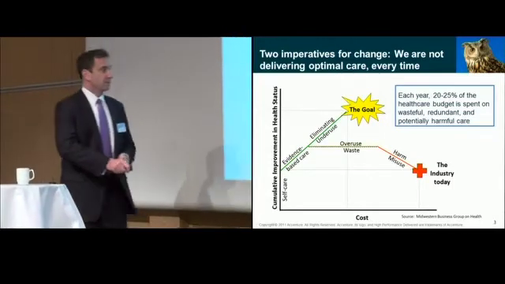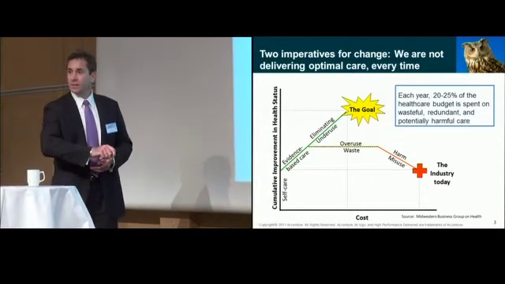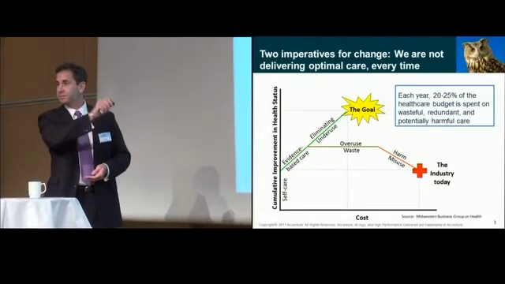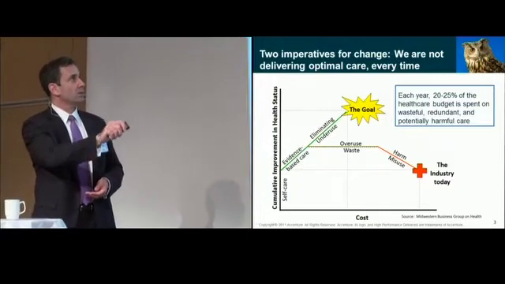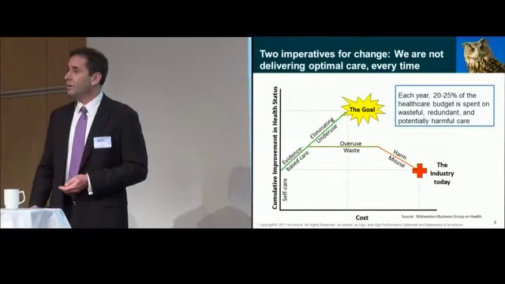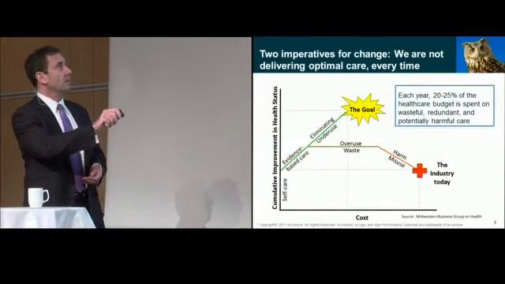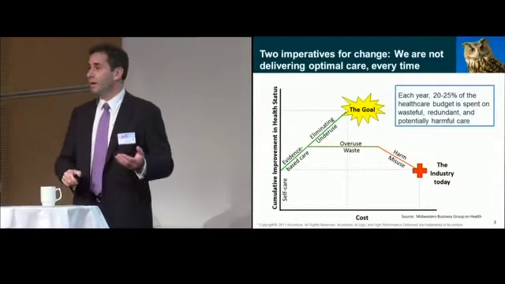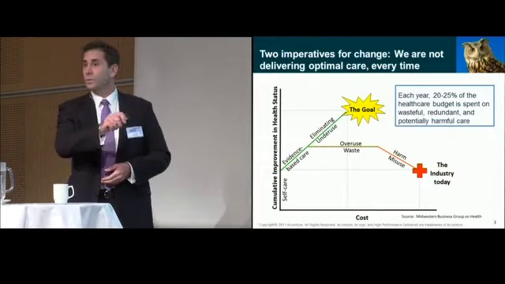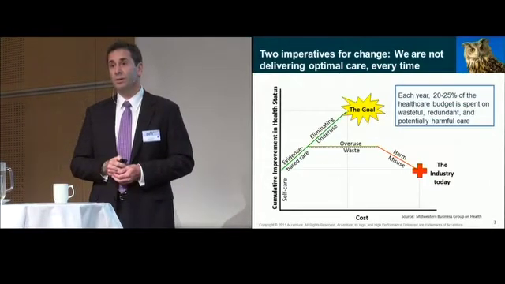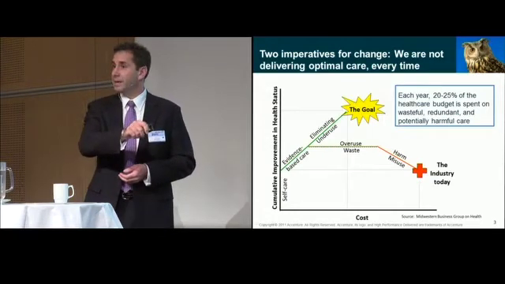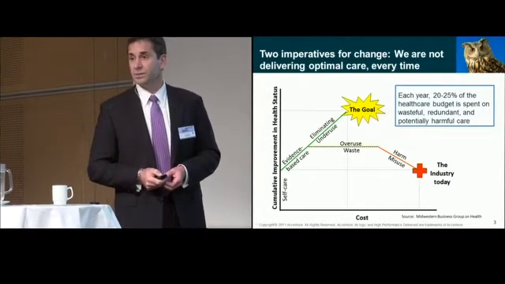On the bottom axis, down here, we have cost and increasing cost. On this axis, we have benefits. And what you can see in this curve is the healthcare industry today. And what that curve is telling you is that sometimes we deliver care that has a benefit. Sometimes we deliver care that has no benefit at all. And then, most damningly, there are times where we deliver care that actually causes harm to patients.